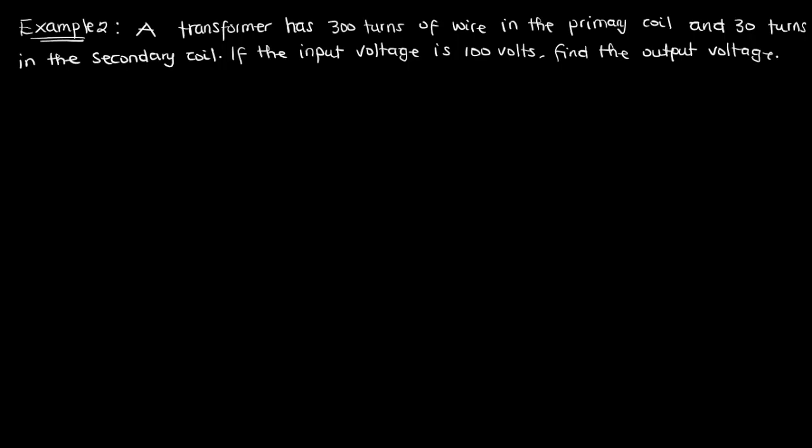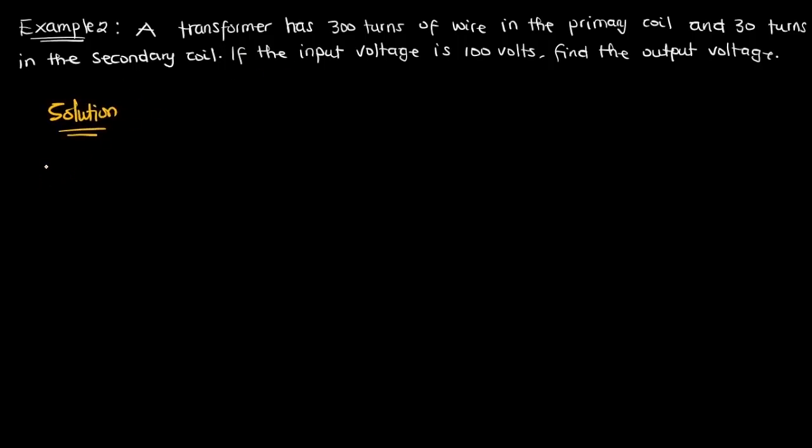So from here, we know that since it is a step down transformer, the output voltage should be smaller than the input voltage. So if I get an answer which is more than 100, I should automatically know that my answer is wrong, because it is a step down transformer, and so therefore my secondary voltage or my output voltage should be less than the input voltage. All right, so let's write down our solution.